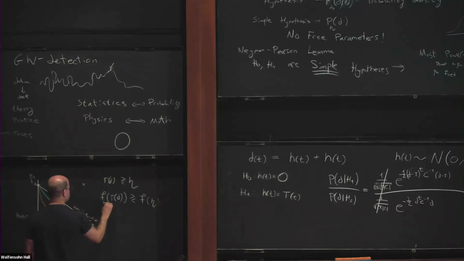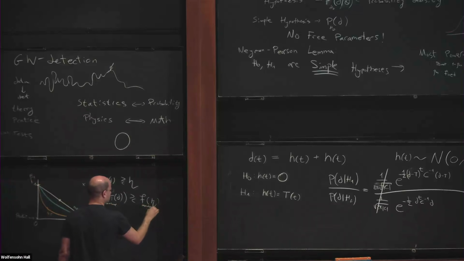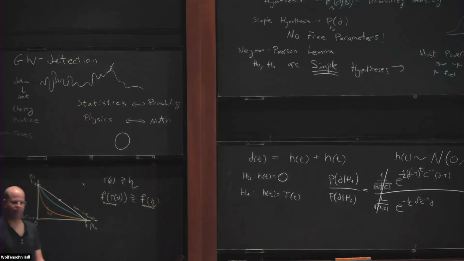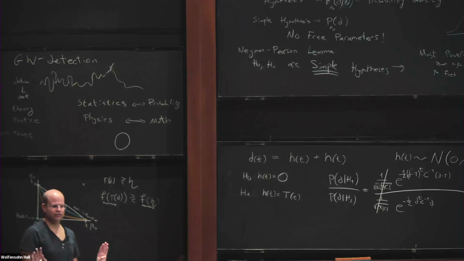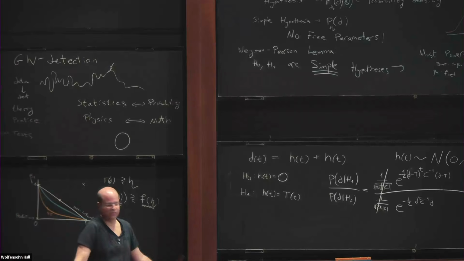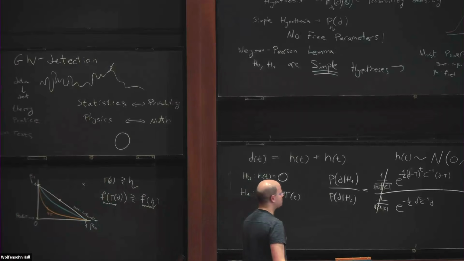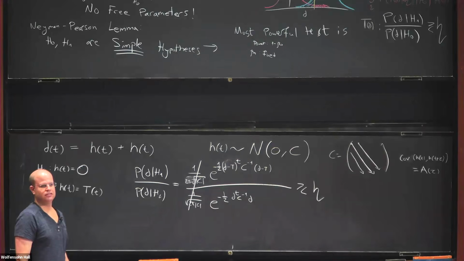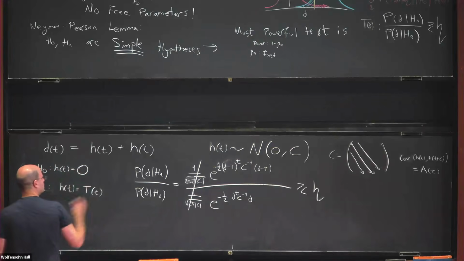If f is monotone, it's literally the same test. I can compare 10 to 17, and if I apply a monotone function, let's say square, and compare 10 squared to 17 squared, my comparison is still valid. So let's apply a monotone function. What do you care? And the monotone function I will choose is a log.